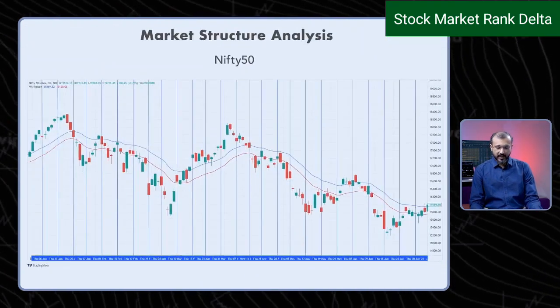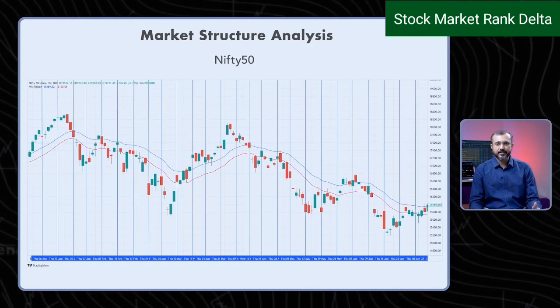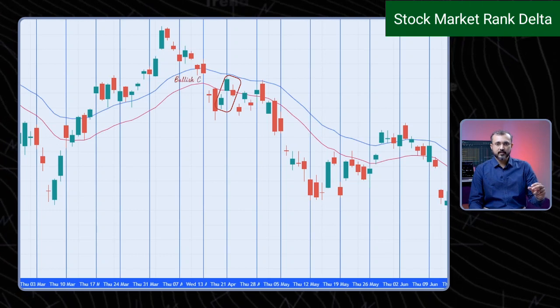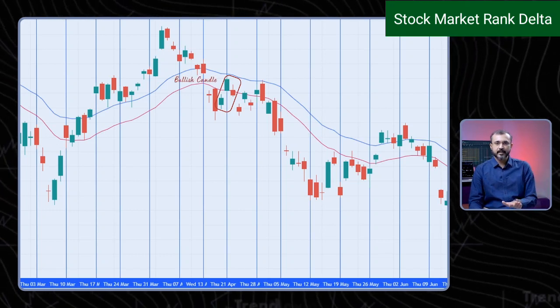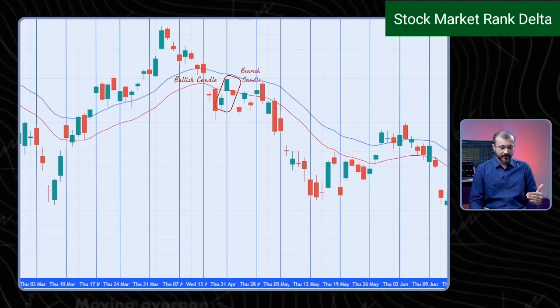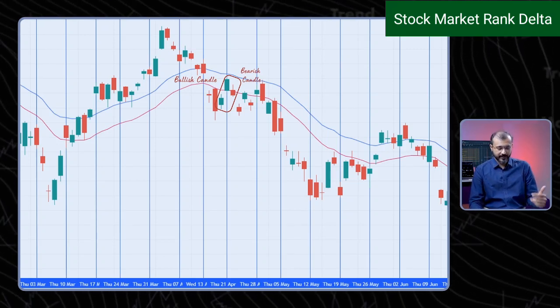The next market structure high got formed on 21st and 22nd of April. If we see here, we have two bullish candles, so two higher closes, and the third candle is a bearish candle. We have a gap down, and the market saw some bearish pattern and bearish movement.